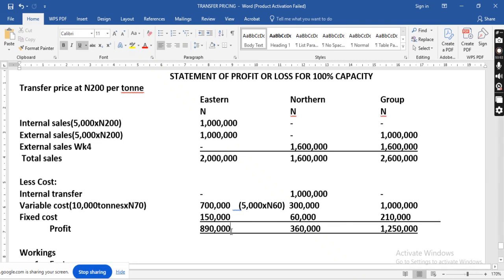What's the profit? The first one, quickly. 1 million. Northern 240,000. Eastern 1 million 150. 1,150,000.